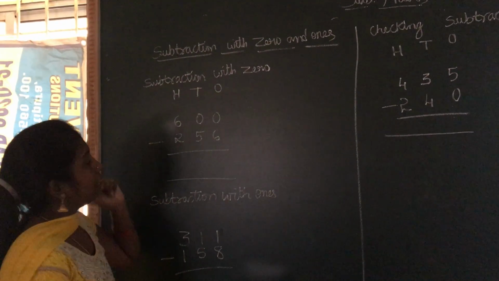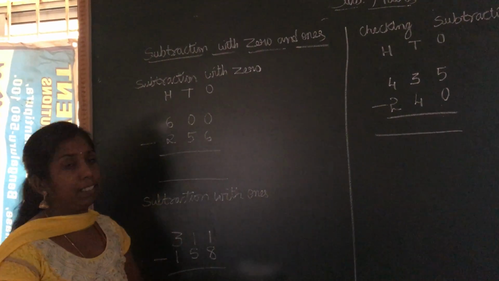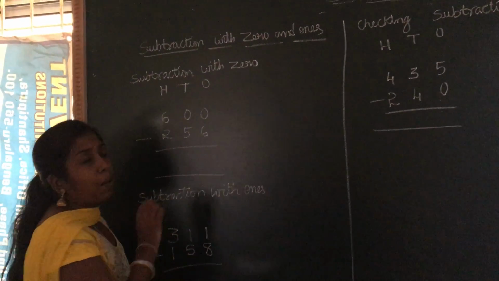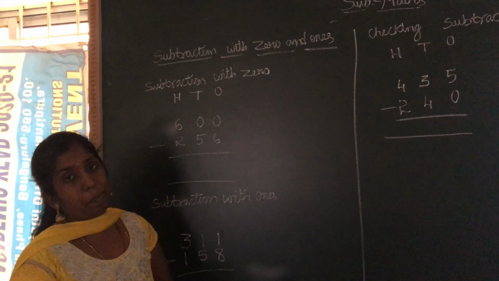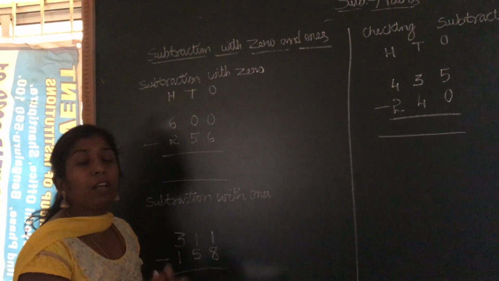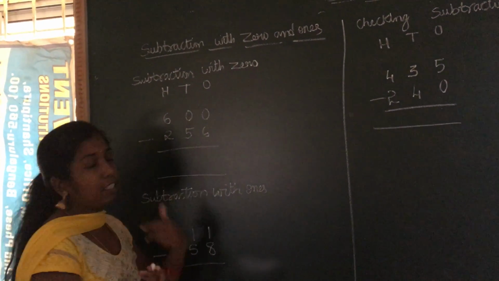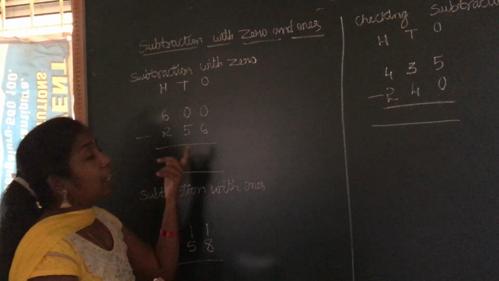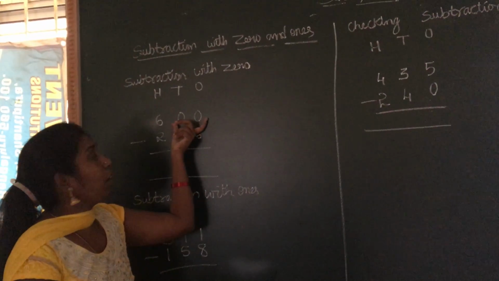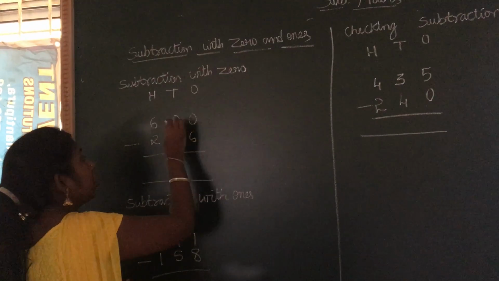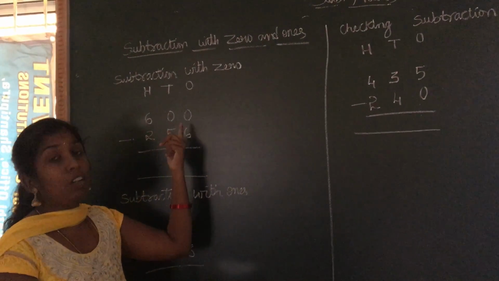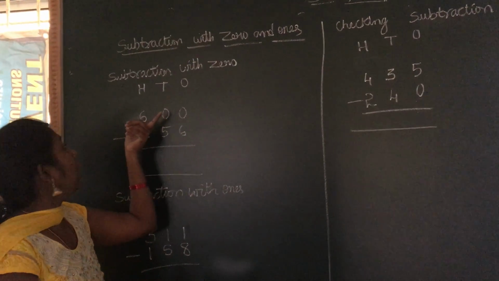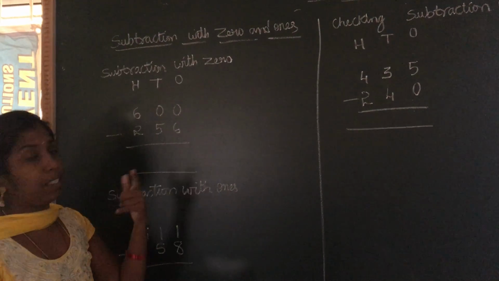So 600 minus 256. First subtract the ones column, 0 and 6. We can't subtract 6 from 0 because there is no value and 6 is the bigger number. Then we regroup from the tens column to the ones column. But here also there is 0, so what should we do? We can't take from 0, no. So we regroup hundreds and tens first.